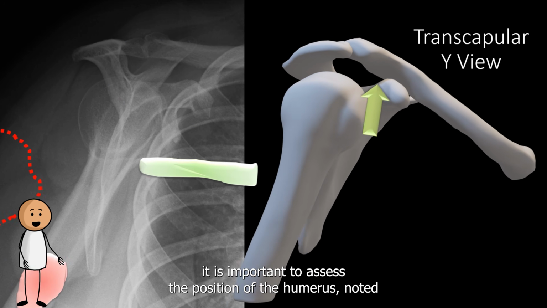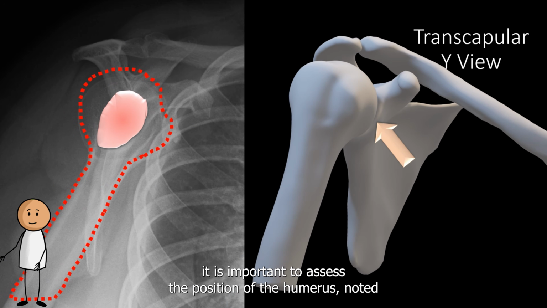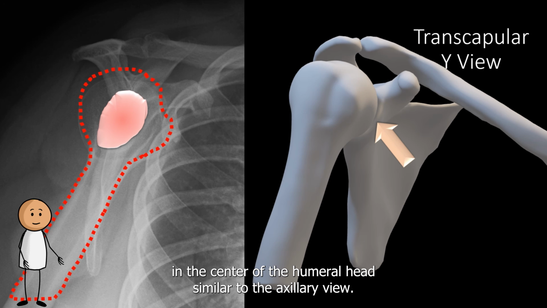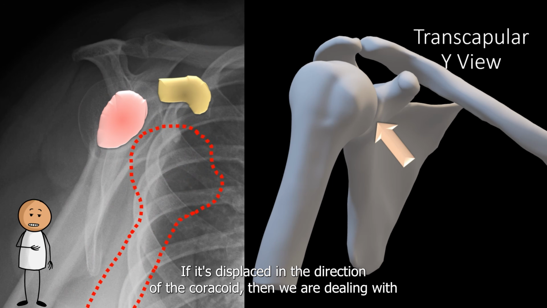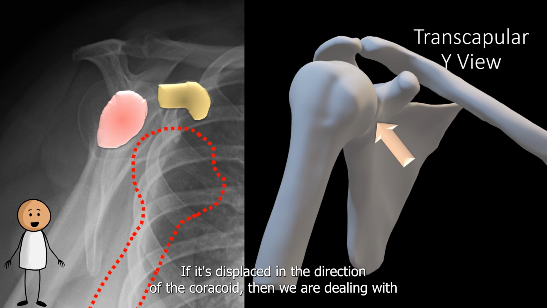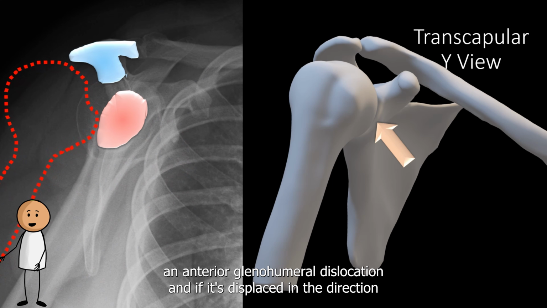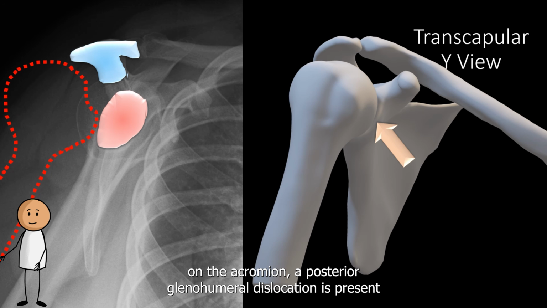In the transscapular Y view, it is important to assess the position of the humerus, noted with the red dashed line, with respect to the glenoid. The glenoid should always be in the center of the humeral head. Similar to the axillary view, if it's displaced in the direction of the coracoid, then we are dealing with an anterior glenohumeral dislocation. And if it's displaced in the direction of the acromion, a posterior glenohumeral dislocation is present.